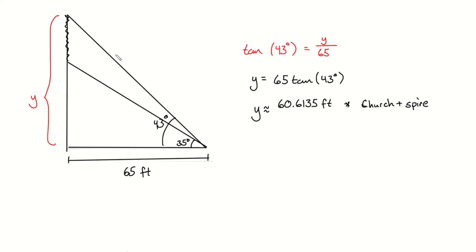Okay, now I need just this though. We know this whole length. Well, what if I wanted just the steeple or just the spire? I've overcounted a bit, right? And in fact, I've overcounted a very specific amount. What is this representative of? The church. Could we find how tall the church is?